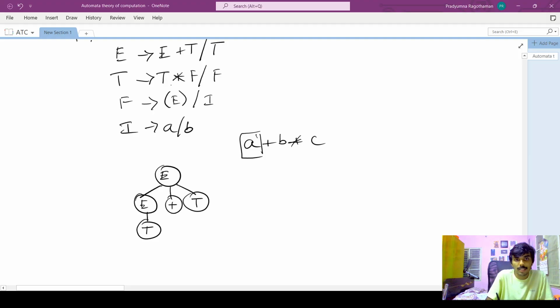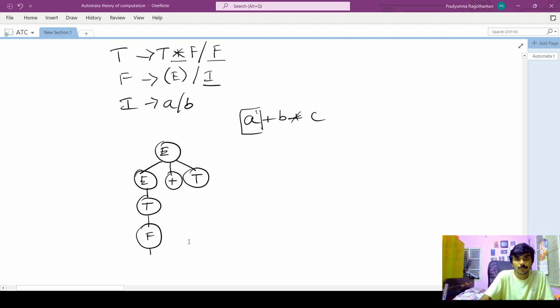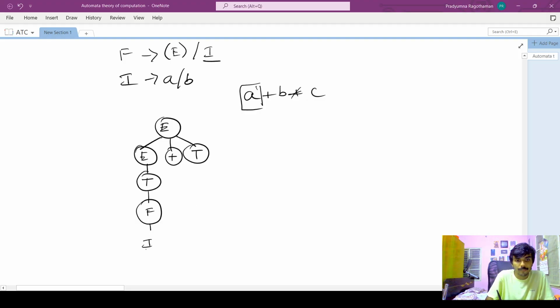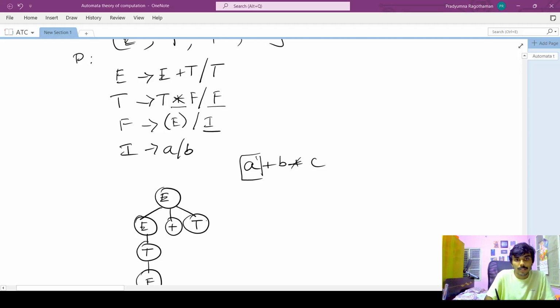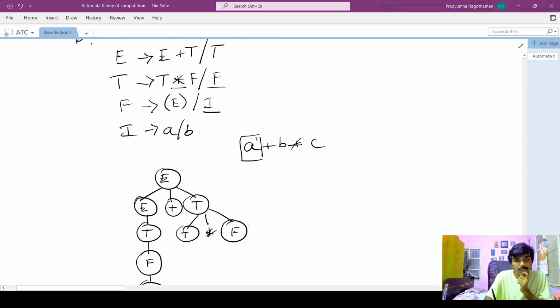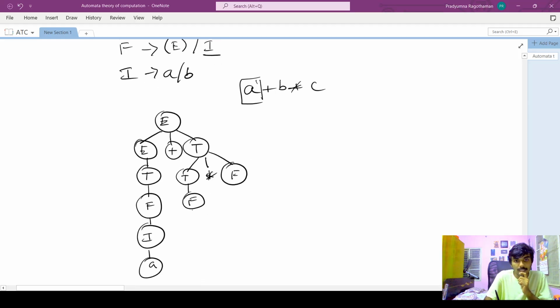And again here, since there is no asterisk, let us simply substitute it with F, and again it does not have any parenthesis, so we'll substitute it with I, and finally we can substitute it with A. And this term T, we can have T star F, right? And this T will be substituted with F, and F with I, and I finally with B.